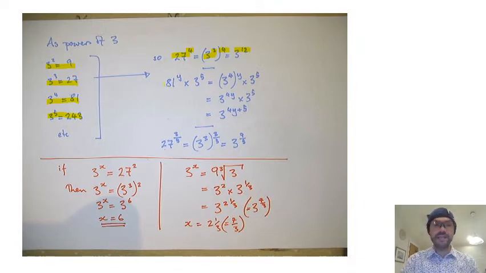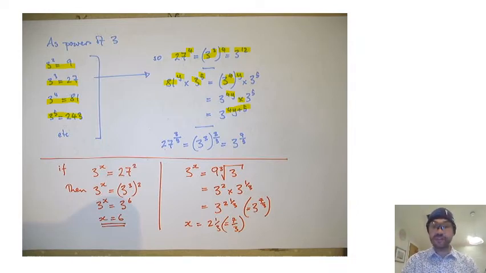Could we write 81 to the y times 3 to the 5 as a single term raised to a power, so a single term of 3 to something? 81 is 3 to the 4, raised to the y. That becomes 4y. If it's multiplication there, we add the indices. It all comes back to the three rules and then the results after them.